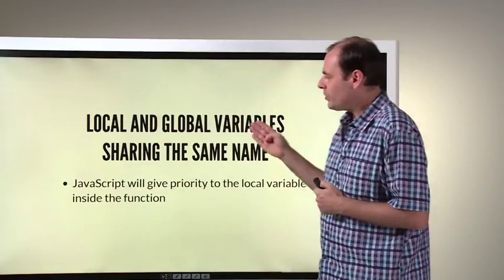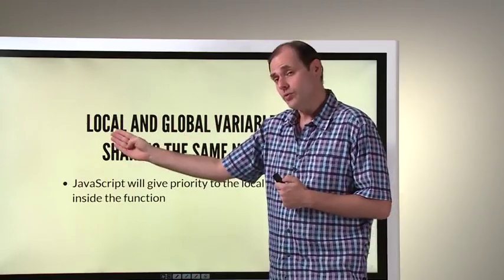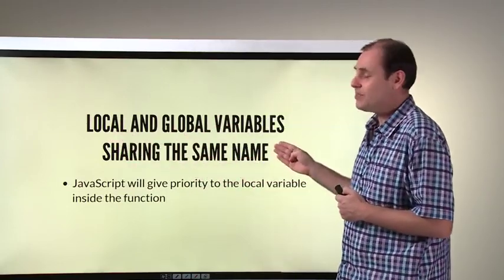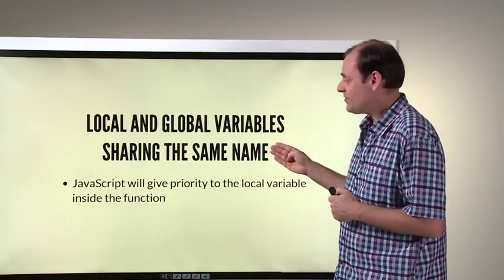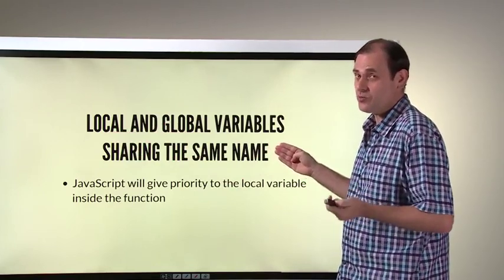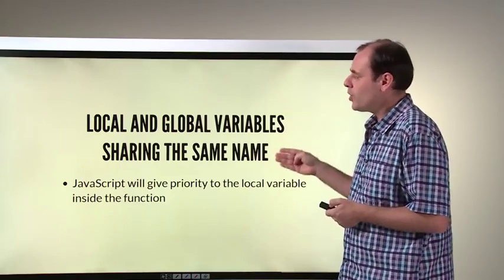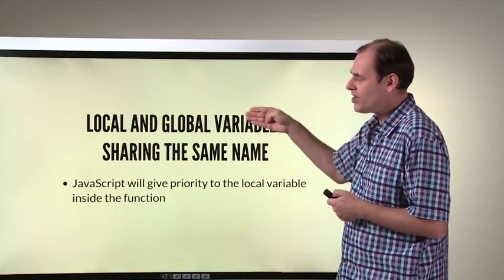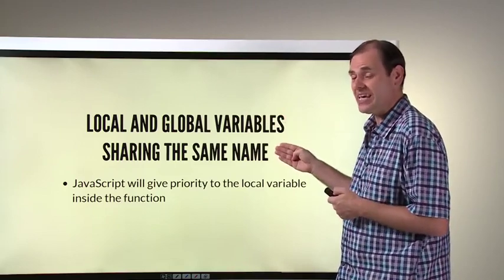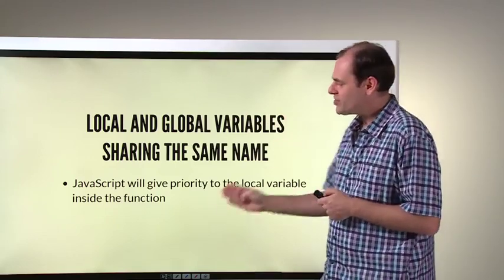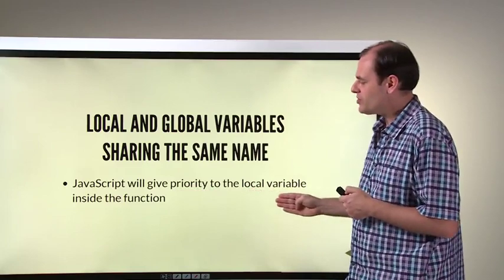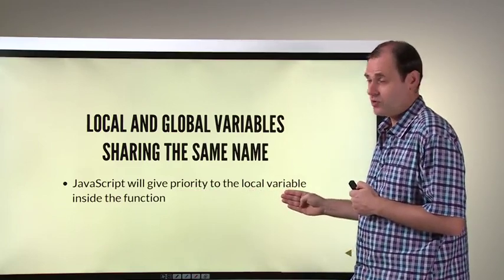Okay, now what about if you have a global variable and a local variable and they have the same name? Okay, definitely not a good idea. I wouldn't do that if I was you. You're going to get confused and make programming mistakes. But still, what would happen if you have a local variable and a global variable with the same name, such as money? Well, in that situation, JavaScript gives priority to the local variable.